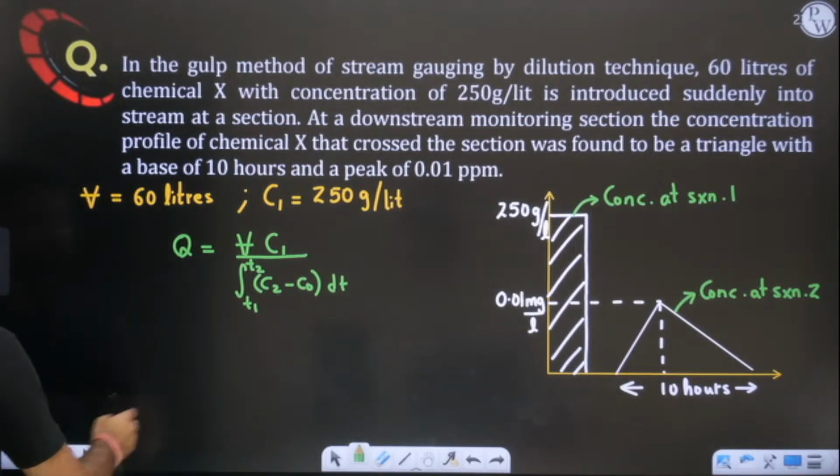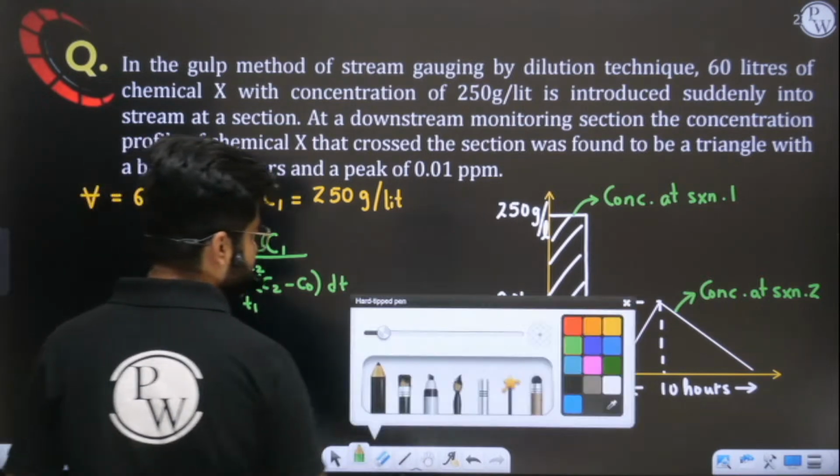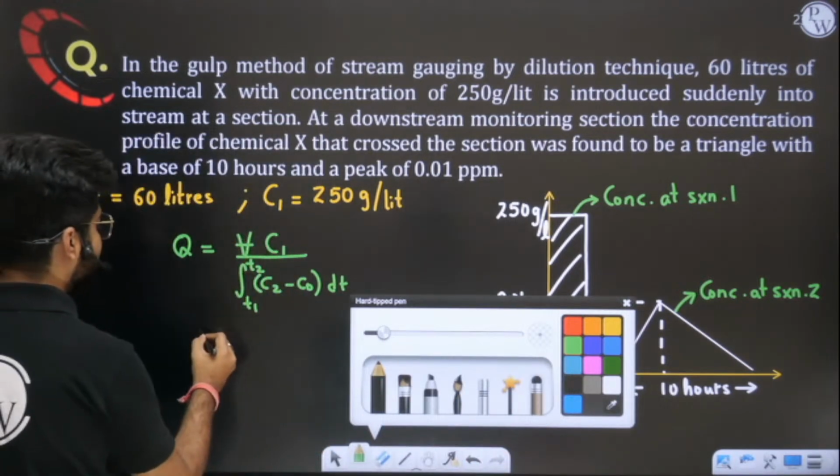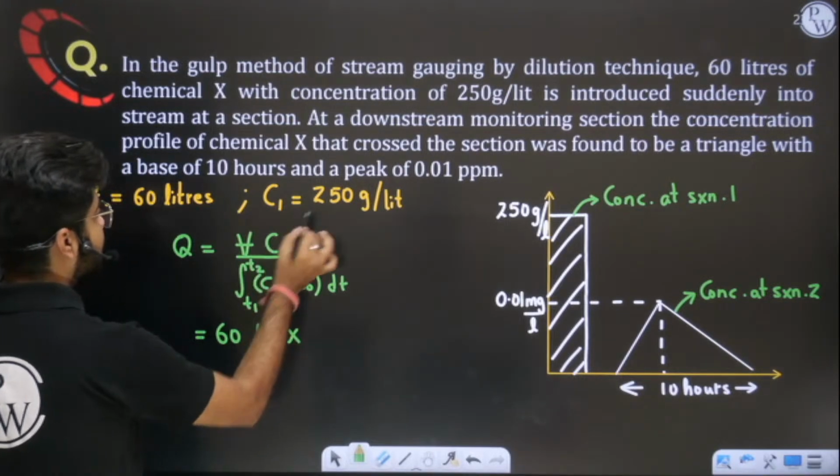Okay, I hope this formula is clear. This is the formula which we will use here. Same. So volume is how much? Simply put the values. Volume is 60 liter. Listen very carefully. Volume is how much? 60 liter. Understood?